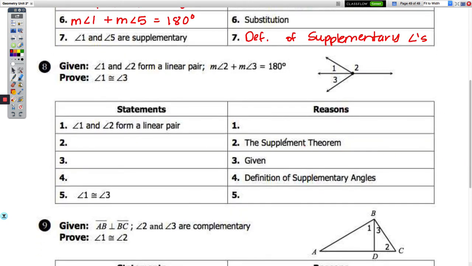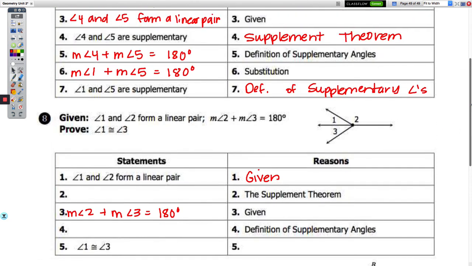Number 8. They give you that angle 1 and angle 2 form a linear pair, and they also give you that the measure of angle 2 plus the measure of angle 3 equals 180 degrees. So let's go back up here. Remember when we went from step 3 to step 4 by the supplement theorem? So if we know that angle 1 and angle 2 form a linear pair, can we say that angle 1 and angle 2 are supplementary?